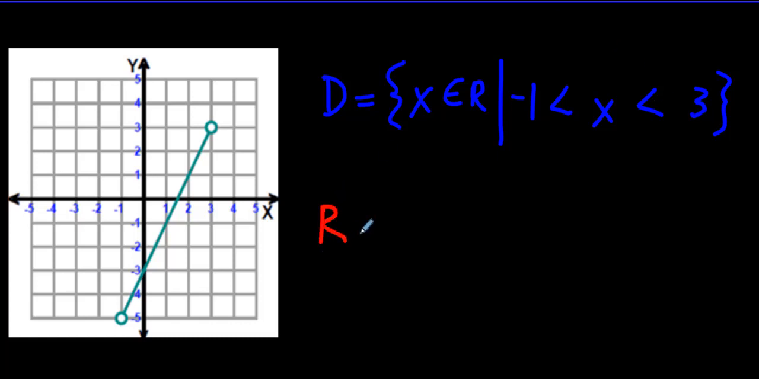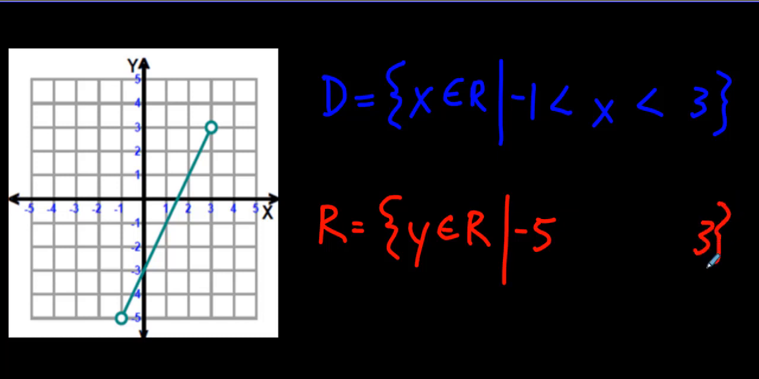Let's do the range. It's the same situation. Y is an element of the reals with the restriction that the lowest number is -5 and the highest number that is on the y-axis is 3. Notice that it never quite touches -5. It never quite touches the 3. So write the smallest number first on the left and the biggest number, which is 3, on the right. We're talking about y here. So y is greater than -5. It does not touch. Do not put the equal sign. Y is less than 3.